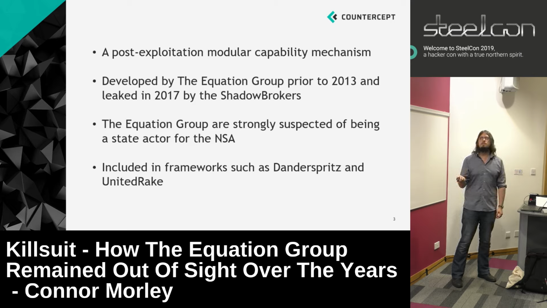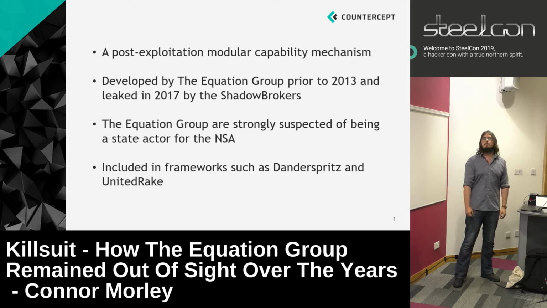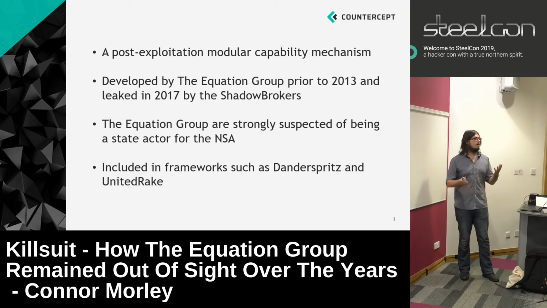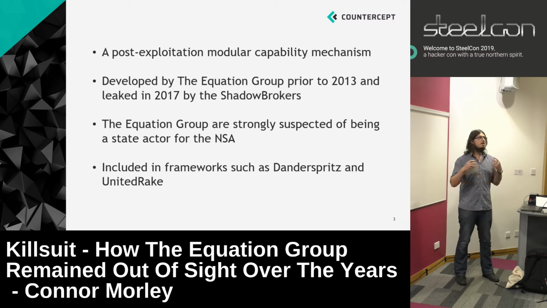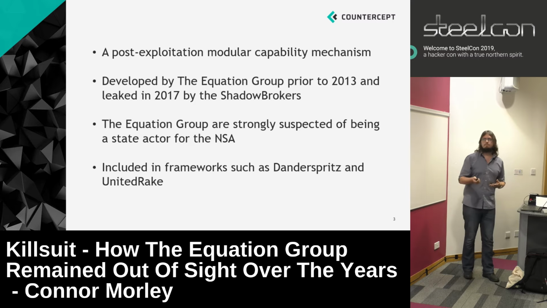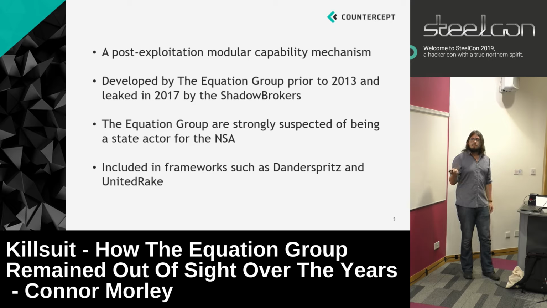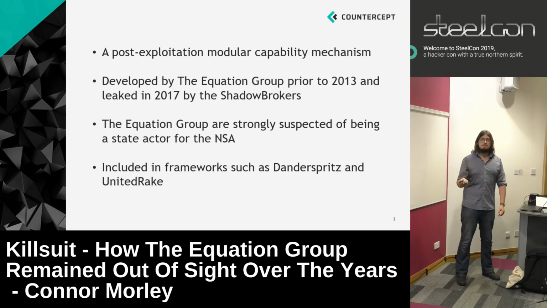If the association between the Equation Group and the NSA actually does pan out, that's equally interesting because back in 2013, the NSA had the PRISM program, which was an agreement between the NSA and several companies within the computing industry for access to things like encrypted emails and communications. But parallel to this, they developed this exploitation framework to have unauthorized access to Windows systems and other such frameworks. KillSuit is included, as far as we know, within the Danderspritz and United Rake framework.